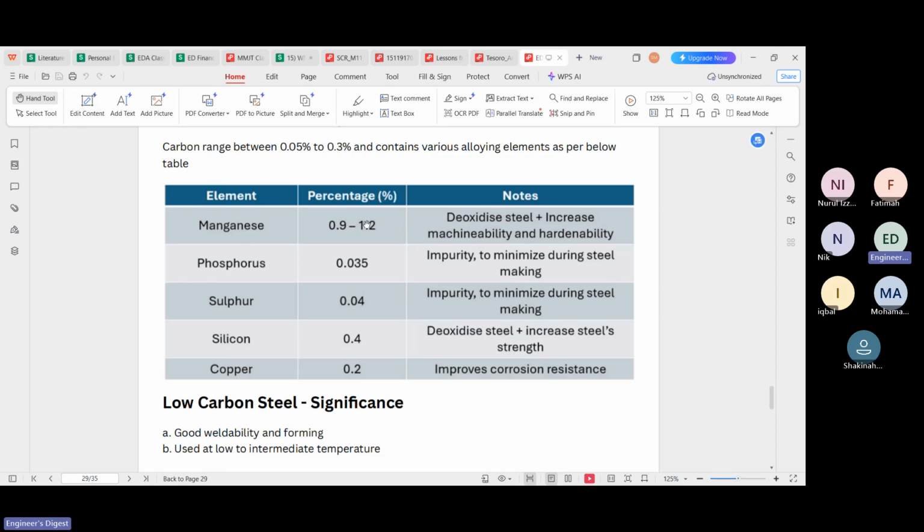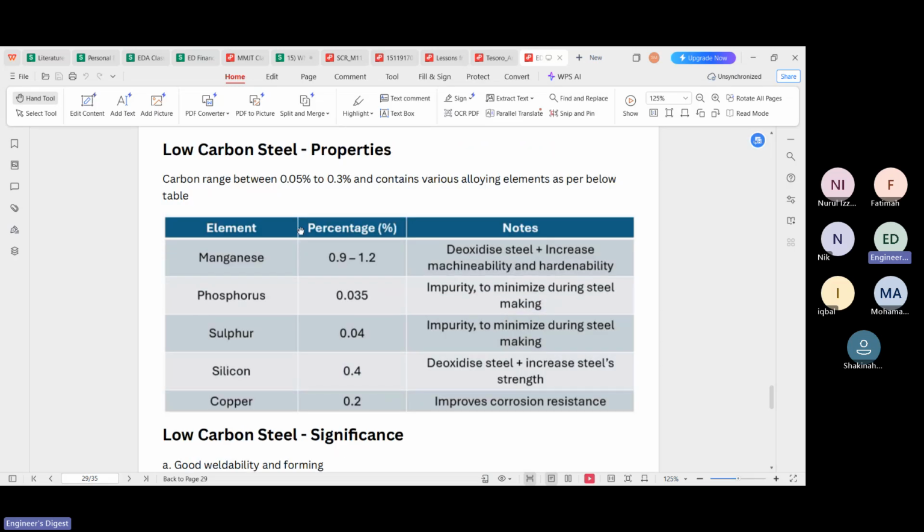For manganese, the percentage is around 0.9 to 1.2%. This is a very good element. It deoxidizes steel, or removes the oxygen from the steel, and increases machinability and hardenability. Silicon is the same. It deoxidizes steel as well. Copper improves the corrosion resistance of the steel. So the three elements are manganese, silicon, and copper. Phosphorus and sulfur are considered impurities. But the thing you need to remember for low carbon steel is this range, 0.05% to 0.3%.